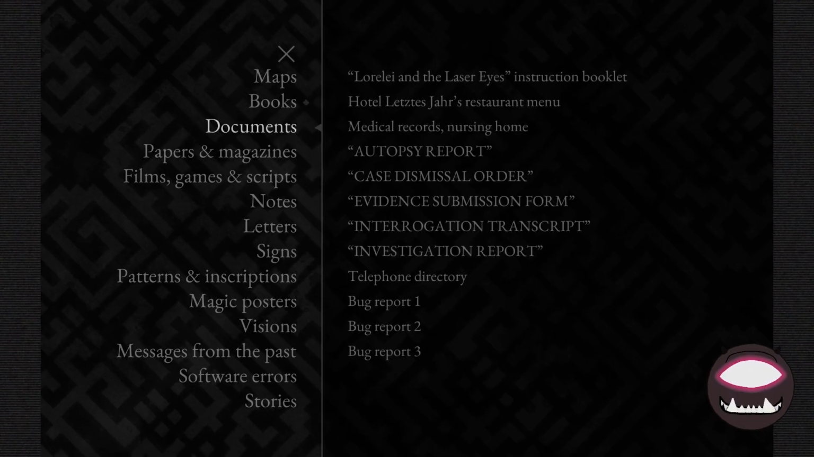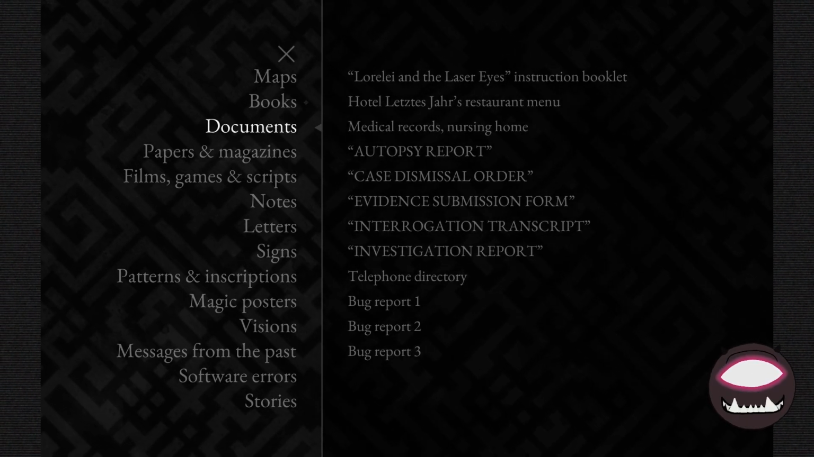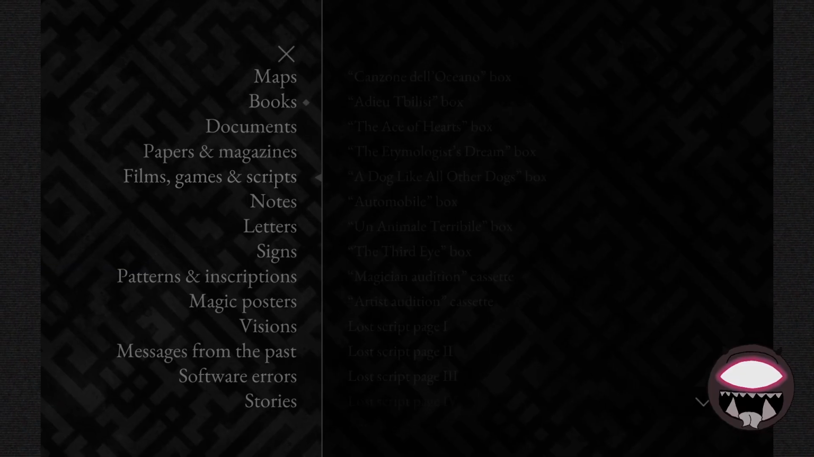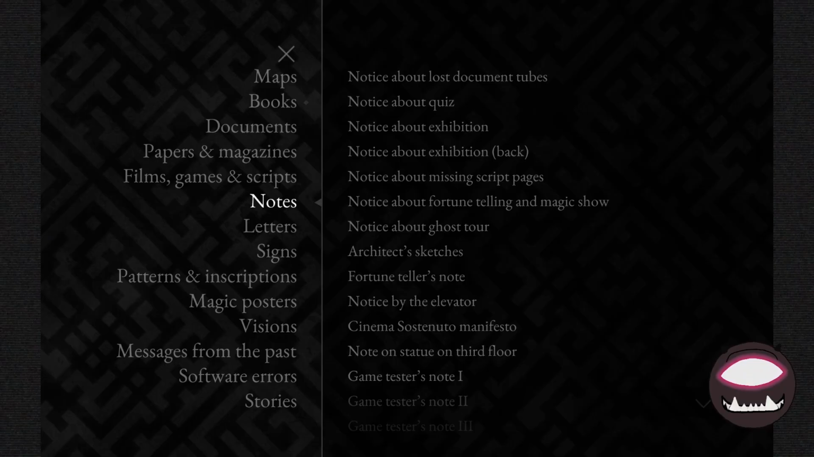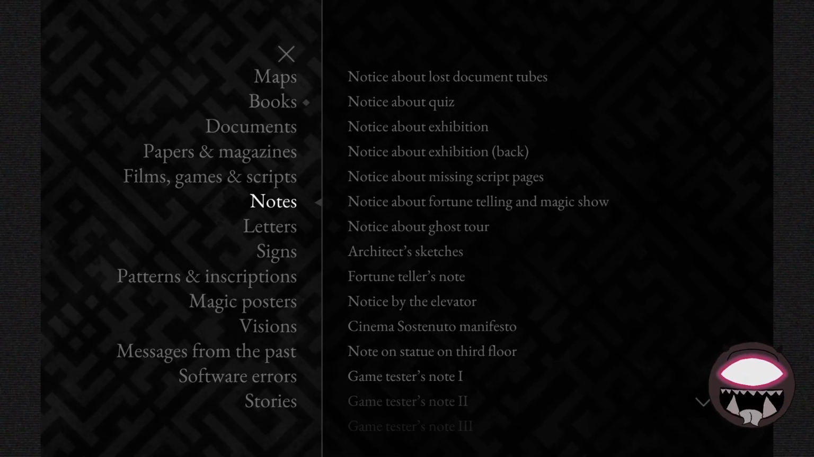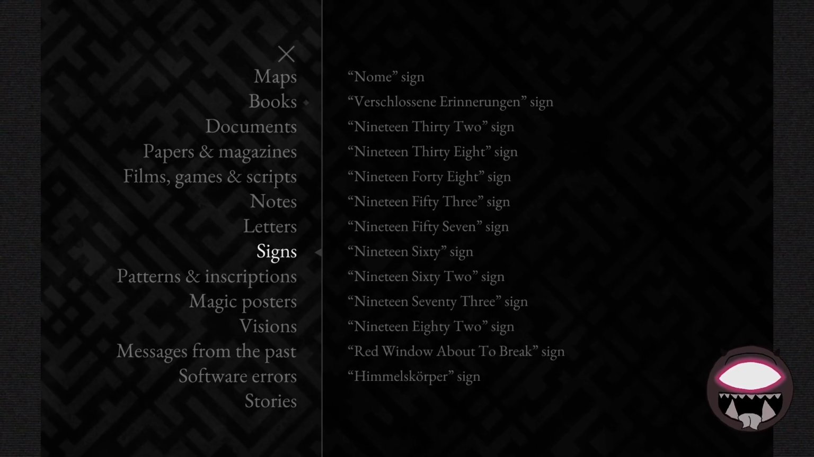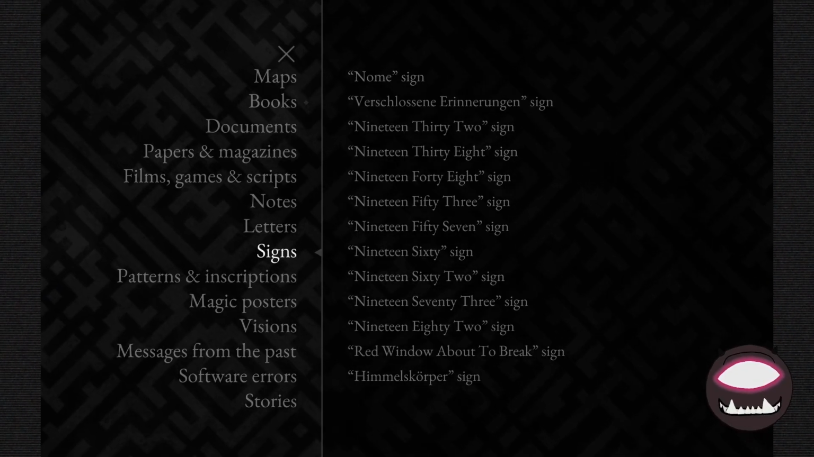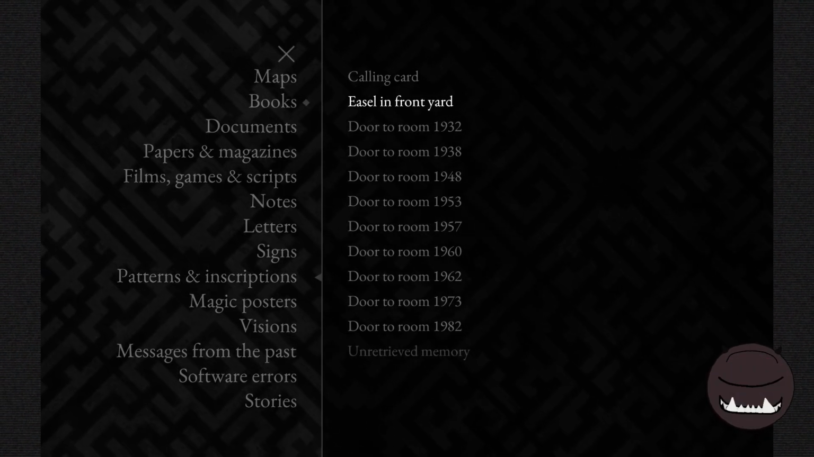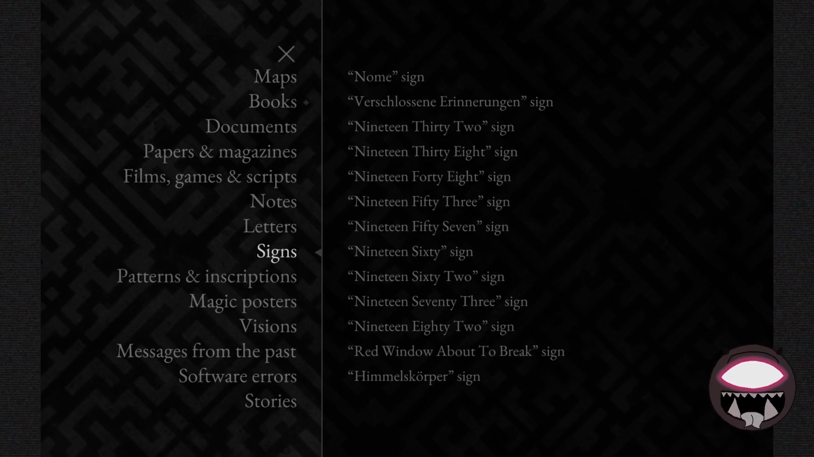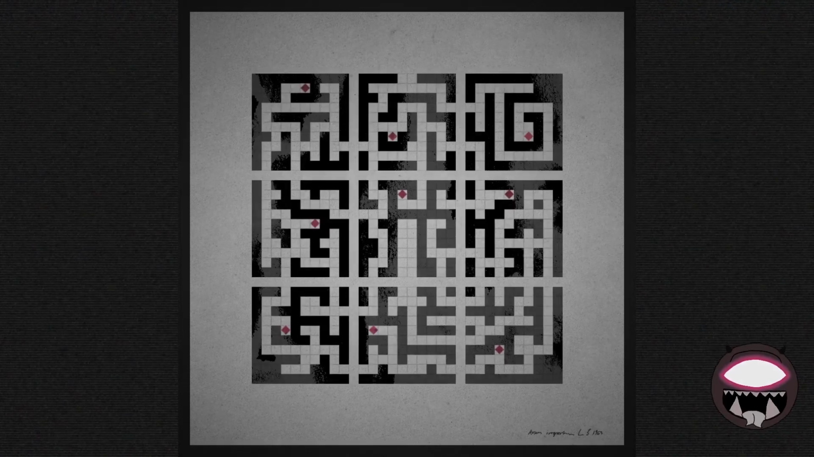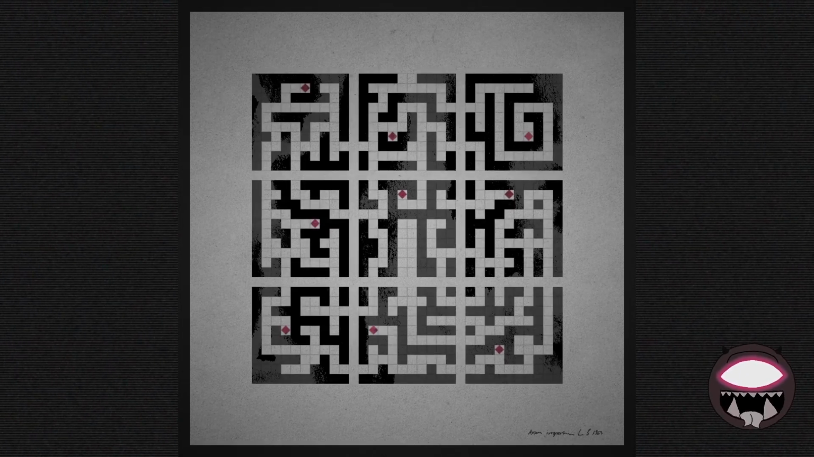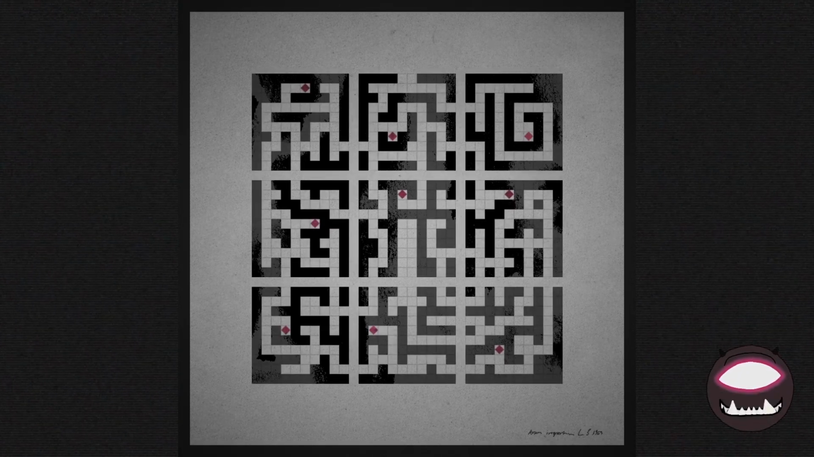Where is that? It's not documents, is it? No. Papers and magazines, no. Films, games, and scripts. No. Notes. No. Letters, no. Signs? Patterns and inscriptions. Magic posters. Maze design. Here we go. Okay, so now I need to look at these. All right, so we'll just have that.